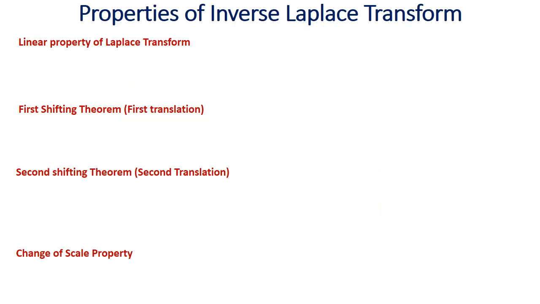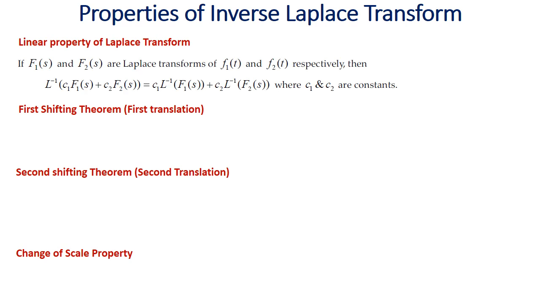Next, we are going to see some important properties of inverse Laplace transform. These four are the important properties: linear property, first shifting theorem, second shifting theorem, and change of scale property. If F1 of s and F2 of s are Laplace transforms of f1 of t and f2 of t, then L inverse of C1 F1 of s plus C2 F2 of s is equal to C1 L inverse of F1 of s plus C2 L inverse of F2 of s. Here C1 and C2 represent constants. This theorem is said to be the linear property of inverse Laplace transform.